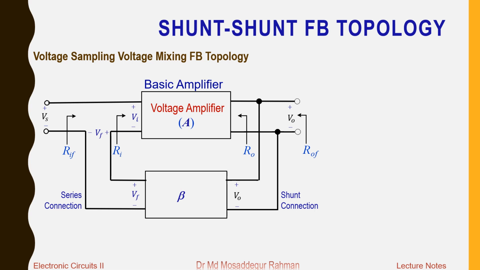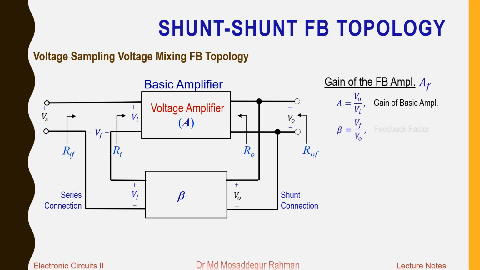First we'll be interested in finding the gain of the amplifier with feedback AF, which, as we have already defined, depends on the gain of the basic amplifier, V0 by Vi, and the feedback factor, the other important parameter needed to determine the gain of the feedback amplifier. The feedback factor is the output of the feedback network, that is Vf, divided by the input of the feedback network, V0.